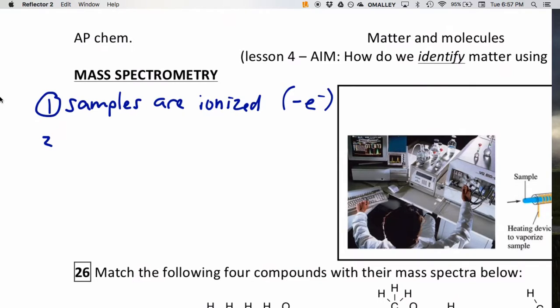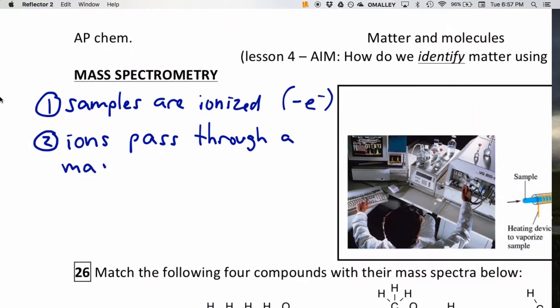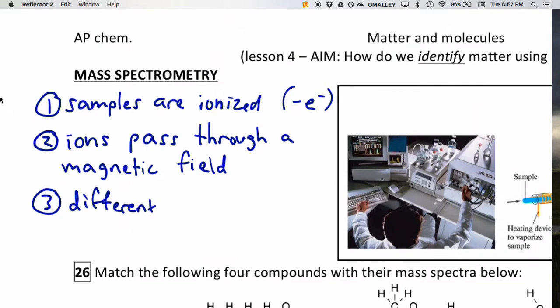Secondly, these charged particles, these ions, pass through a magnetic field. Once the species is charged, it will be deflected by a magnetic field at different distances based on what they weigh. So different sized ions deflect differently.